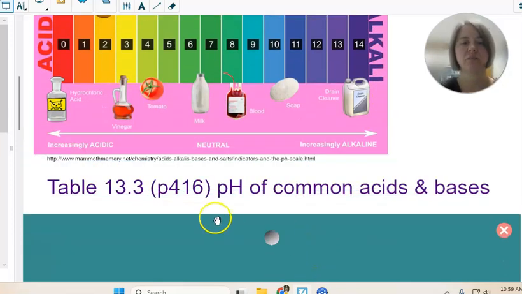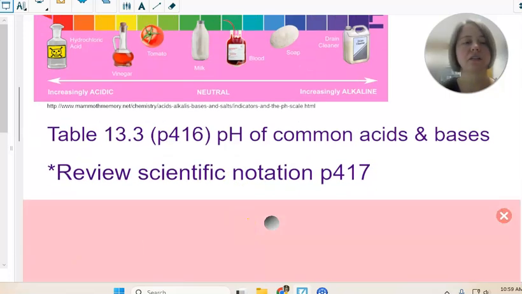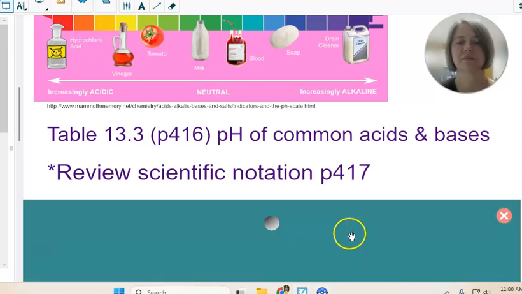So if you look in your book on table 13.3, page 416, there's the pH of some common acids and bases. And we're going to be working with scientific notation, like 5.0 times 10 to the negative second. Page 417 in your book reviews that, just a quick review of that concept.